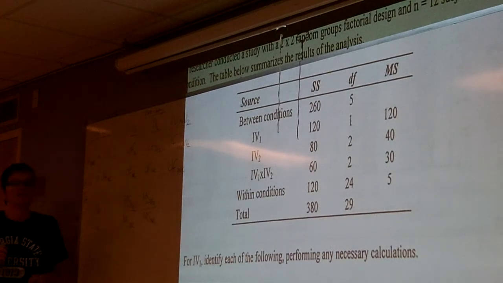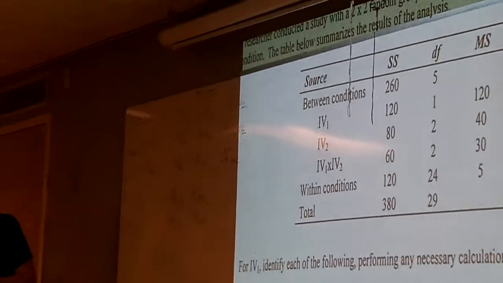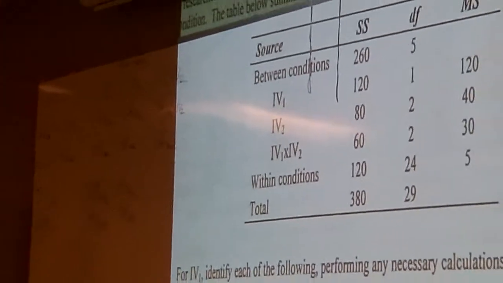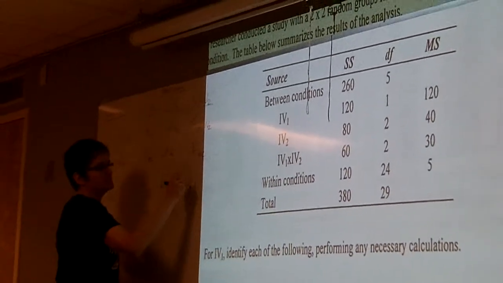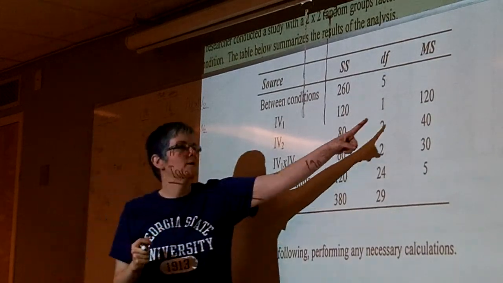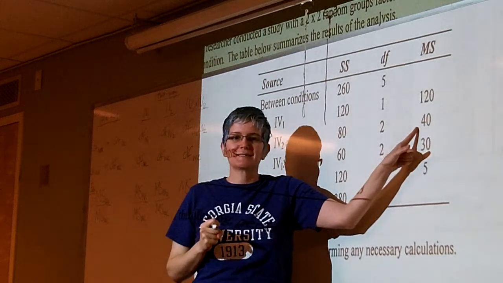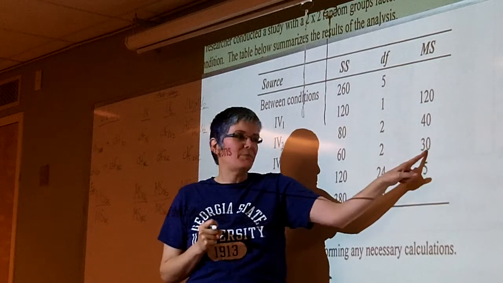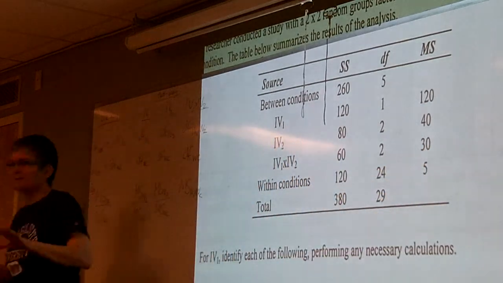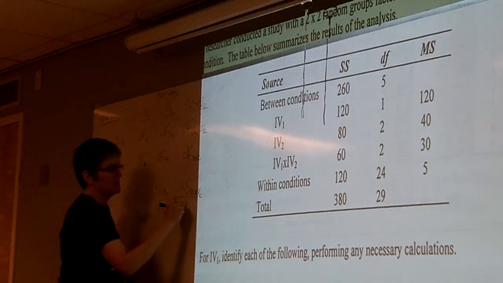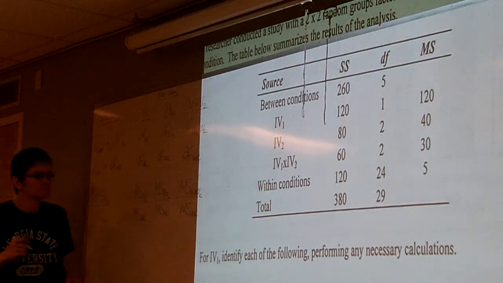Okay, and what about for the interaction? What do I do? Use what? Yeah, the mean square for the interaction, right? Because see here, if you took these two mean squares and multiplied them, you would get something totally wrong, right? So don't multiply anything. Just pick the one that's on there. You don't have to do any multiplication. So the mean square for the interaction, over the mean square within conditions.